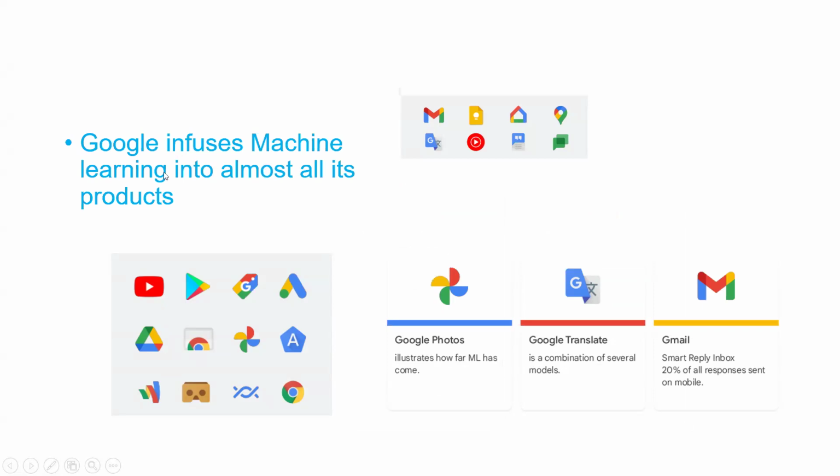Google infuses machine learning in almost all products. Google Photos illustrates how far ML has come. In Google Photos, it will tag your relevant photos. It groups the images together of the same person. And Google Translate and Smart Reply in Gmail. Whenever you get an email from somebody, when you reply to it, it will give you smart suggestions to write it.